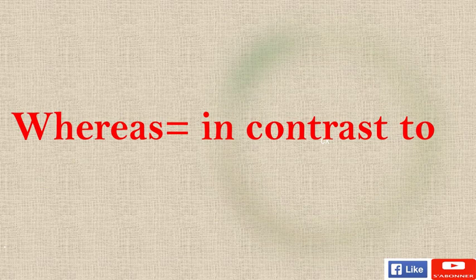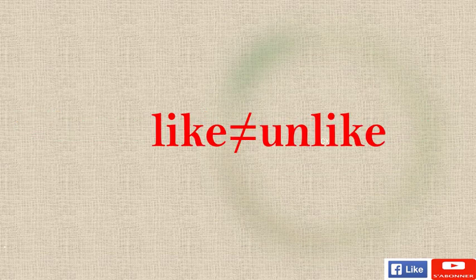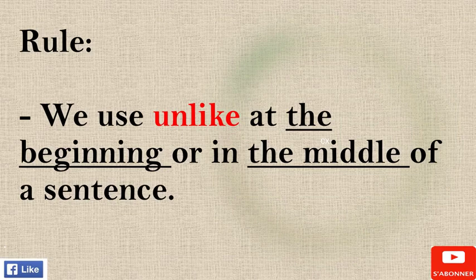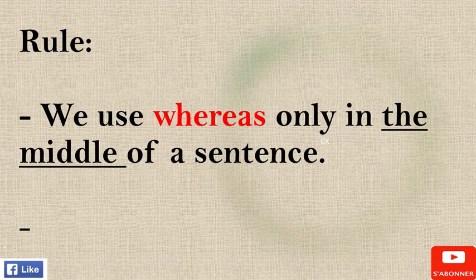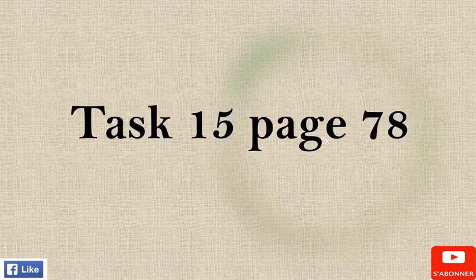نقدر نعتبروا unlike and whereas as being synonyms. And we have like is the opposite of unlike. عكس like, unlike. So when we use unlike, we can put it at the beginning of the sentence في بداية الجملة or in the middle of the sentence. نكتبها مباشرة وما نحطش وراءها فاصلة. We use whereas only in the middle of a sentence. كلمة whereas نستعملها فقط في وسط الجملة متبوعة بفاصلة. ما نقدرش نحطها في بداية الجملة.